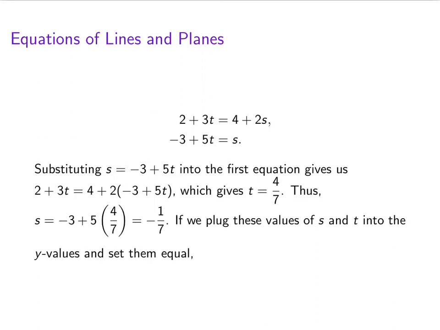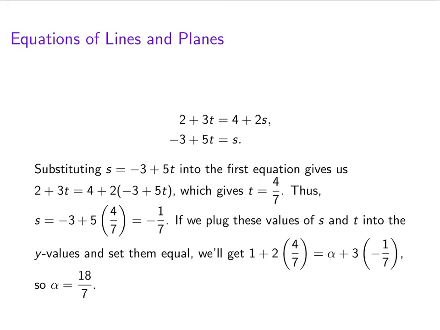Then we plug the values of s and t into the y values and set them equal. Remember that the x, y, and z values have to all be the same at the point where t equals 4/7 and s equals negative 1/7. These lines are supposed to intersect. So we plug those values in and set them equal. And then what we'll get is 1 plus 2 times 4/7 is equal to alpha plus 3 times negative 1/7. So alpha is equal to 18/7.